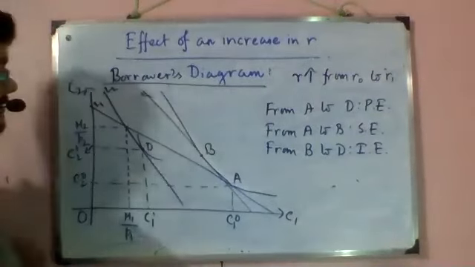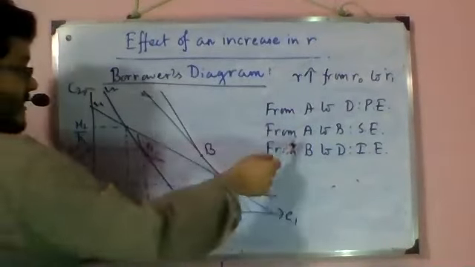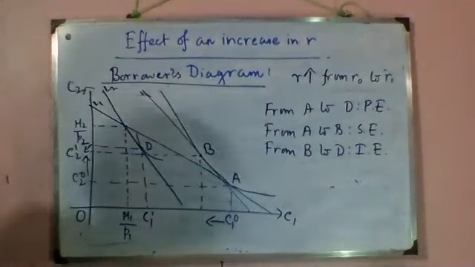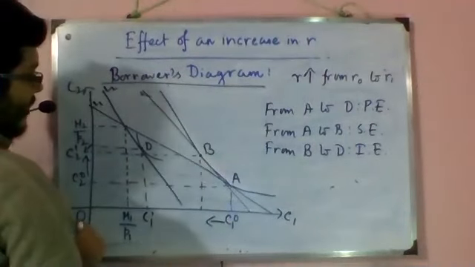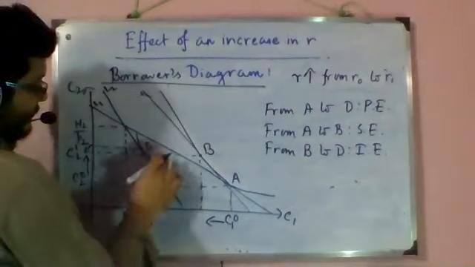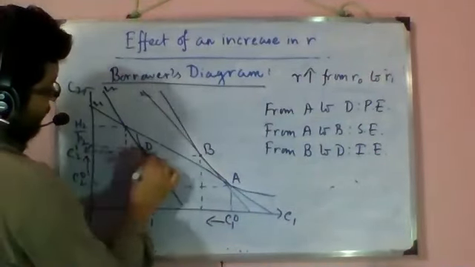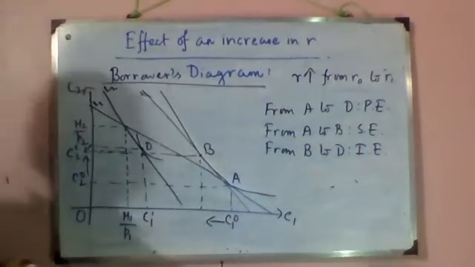As we can see here, with substitution, C1 reduces and C2 increases. So if I just take a point, C1 reduces and C2 increases. Okay.